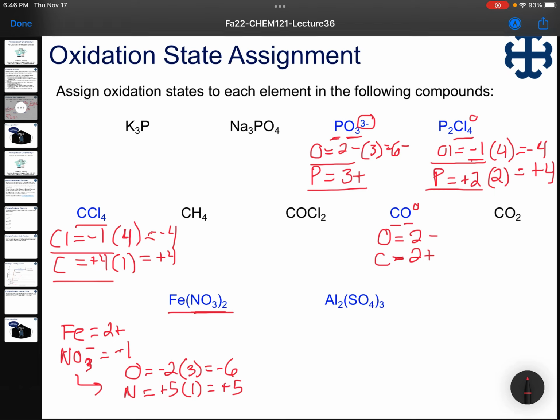So if I asked you for the individual oxidation state, or the oxidation state of every element, iron would be 2 plus, oxygen would be 2 minus, nitrogen would be +5. Okay? And lastly, we have aluminum sulfate.